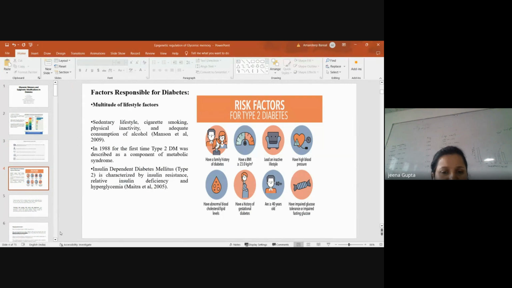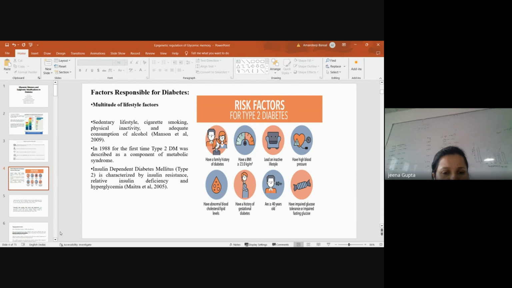The basic risk factors for diabetes are a sedentary lifestyle, and type 2 diabetes is basically a lifestyle disorder. Nowadays, people are sitting on their couch, just watching TV, with less activity and fewer household activities, and there is an increase in cigarette smoking, decreased physical activity, and excessive consumption of alcohol. These are all the risk factors for diabetes.